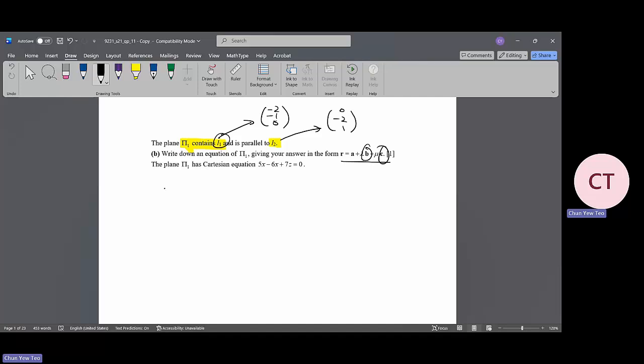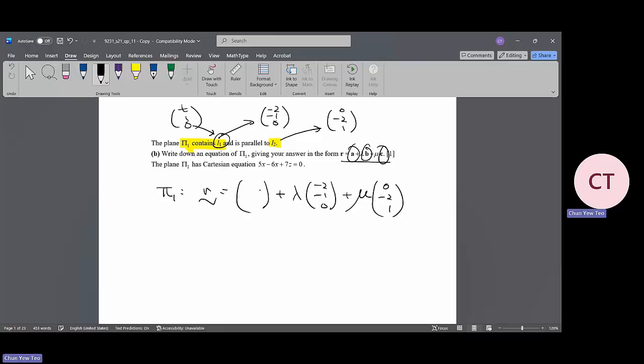So over here, we just write the answer directly. It will be negative 2, negative 1, 0, and 0, negative 2, 1. Over here, we will use A as the position vector in L1. The position vector in L1 just now was (t, 1, 0), but t is already found, 21 over 5. That is the answer for part B.